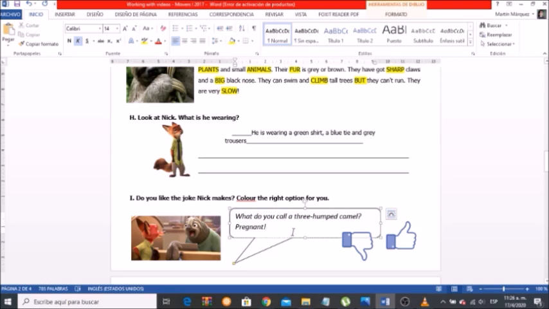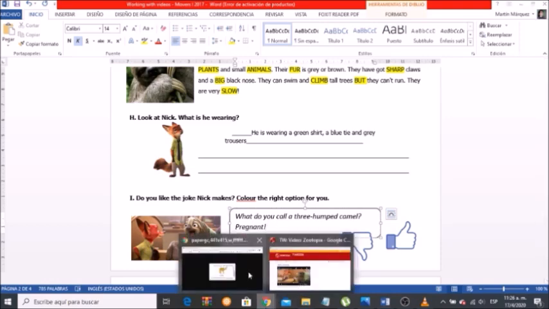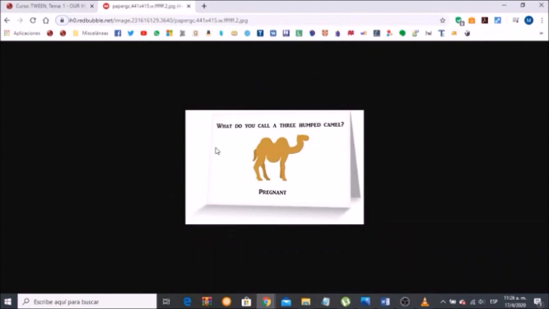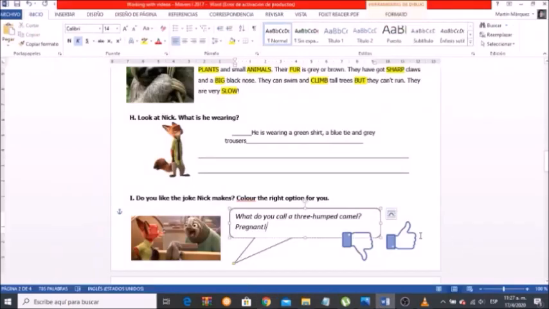Entonces, miren, para que se comprenda mejor el chiste, les voy a mostrar una imagen. Again, what do you call a three-humped camel? And the answer is pregnant. Como dijimos antes, los camellos tienen dos jorobas. Entonces, si hay una camella que está embarazada, es como si tuviese tres jorobas. Ok, so that's the joke. Si les gusta el chiste, pinten esta manito. Y si no les gustó, pinten esta otra manito. ¿Ok?